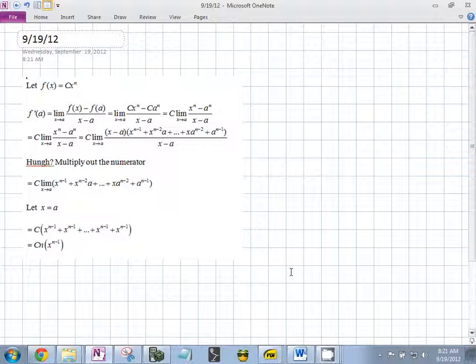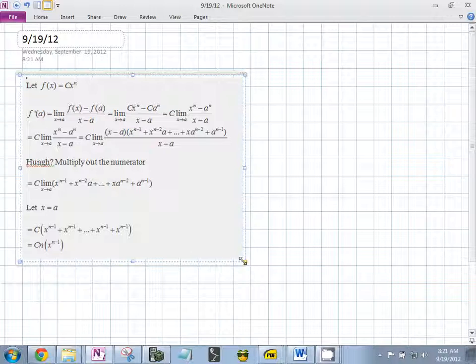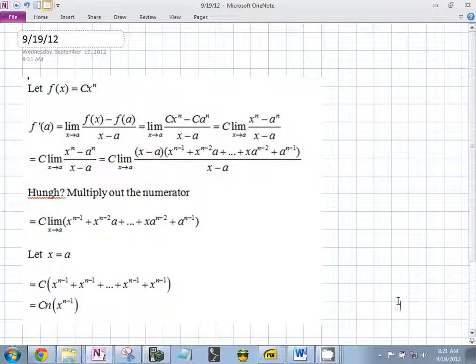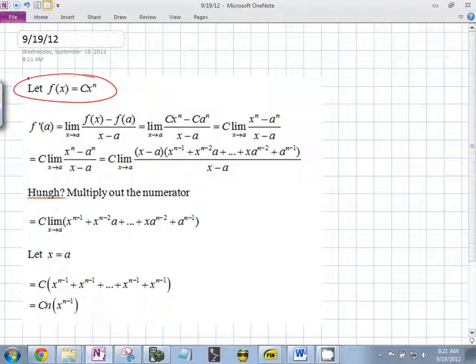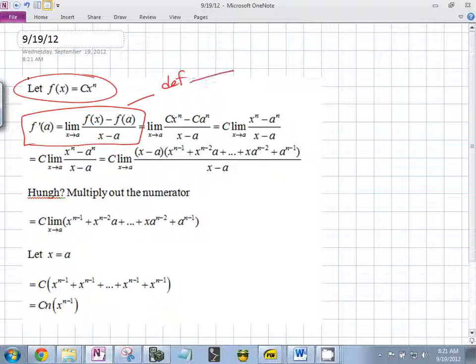Okay, so this right here is something we went over yesterday, but I want to go over it again. What we're doing here is we're starting with a general power function, which is a constant times x to a power. What's being applied right here? What's being applied right here? The something definition of something. What is that right there?